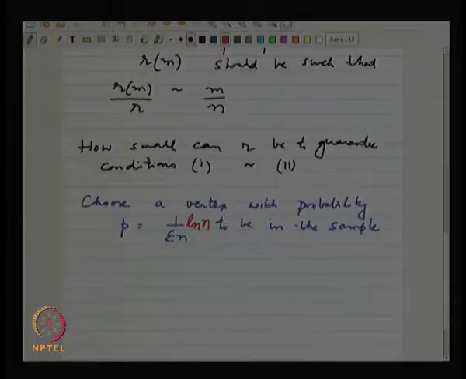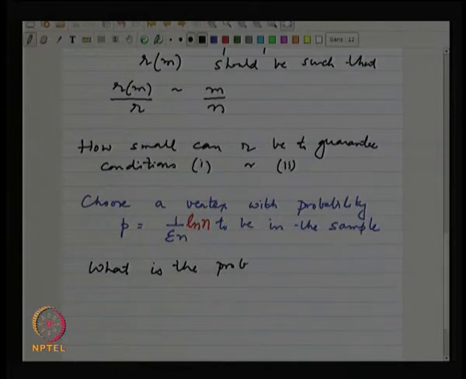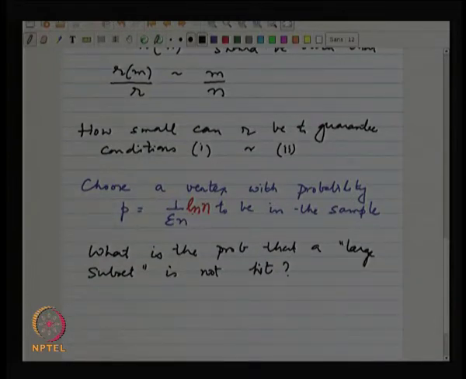what is the probability that a large subset is not hit, that we do not pick any representative span. So, I am trying to answer question 1 here, not the second question. Each vertex will be chosen with this probability. So, if a large subset is not hit, that probability is that none of these chosen vertices is going to hit it.